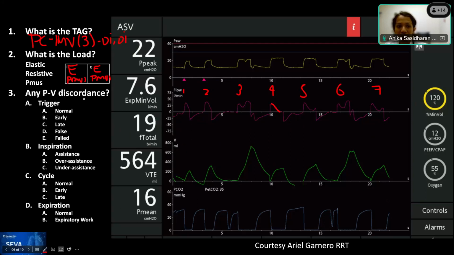So we have PC-IMV, and we have an elastic load in inspiration and expiration, and then some PMUS, which is scattered all over, which we're going to talk about a little bit more. All right, coming to the meat of the screenshot. Are there any PV discordances? So we'll go in order. Are there any trigger discordances?